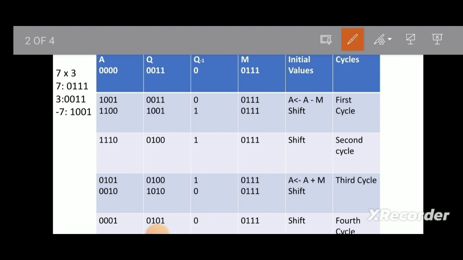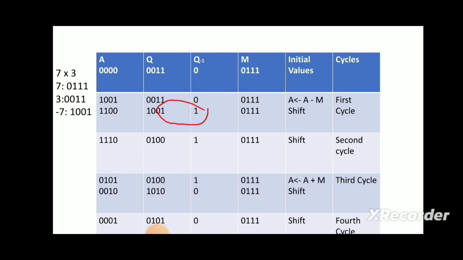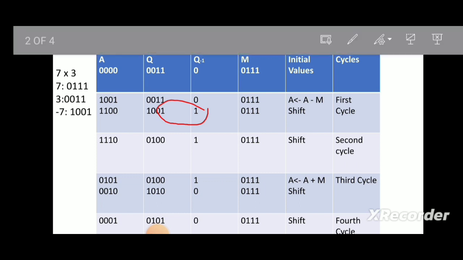Then our first operation, or first cycle, is completed. Then move on to the second cycle, or second operation. See here, the value of Q0 and Q minus 1 is 1 1. So according to Booth's algorithm, we have to only perform arithmetic shift right on accumulator, that is A, Q and Q minus 1. Let us do that one.